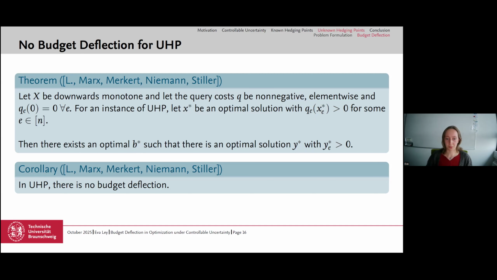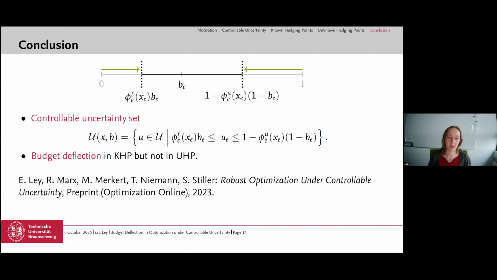So to wrap up, I introduced the controllable uncertainty set as a type of decision-dependent uncertainty set where we reduce the uncertainty by reducing the intervals where the cost coefficients lie in. And then we saw that we can have this effect of budget deflection where we query some element that we actually never use in any optimal solution in the setting of KHP, so in this first setting, but this cannot happen in the second setting, UHP.